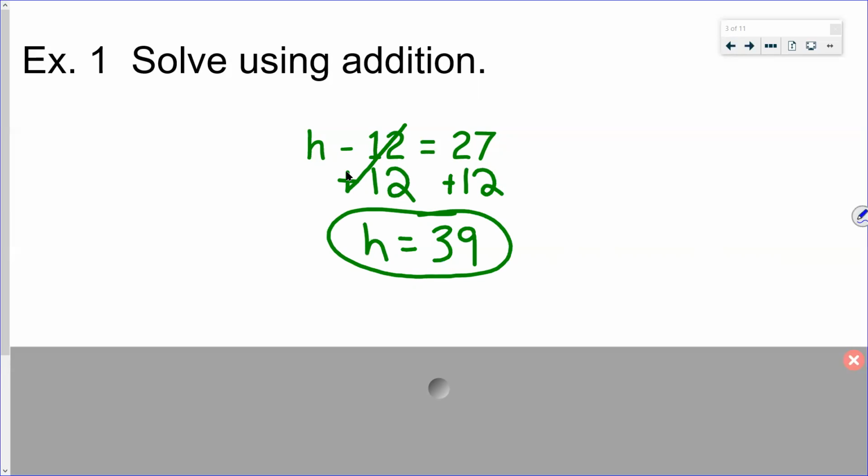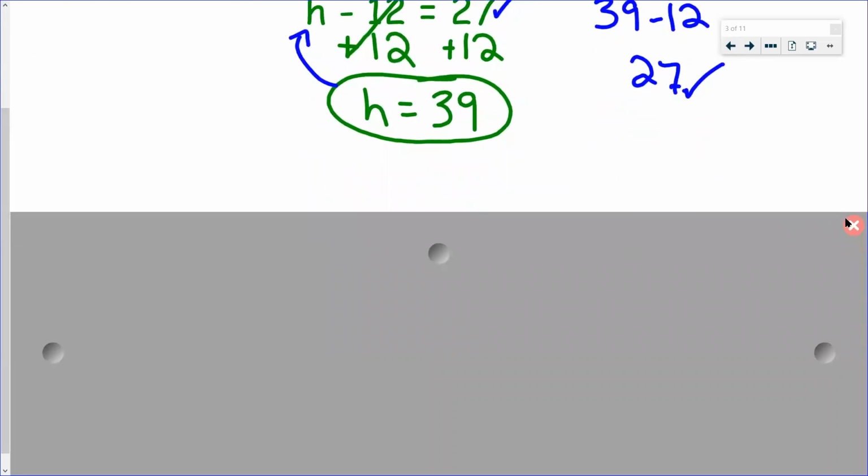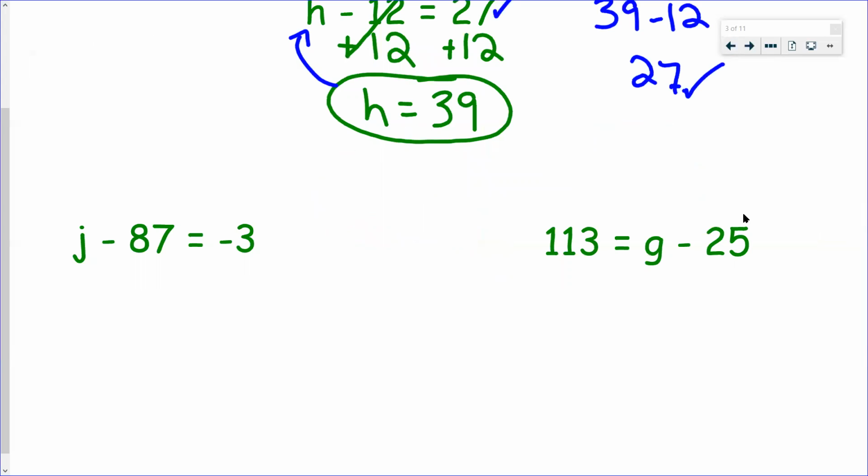One really cool thing about solving equations is you can always check to see if your answer is correct without even using an answer key. Because it says h equals 39, we can take that 39 and plug it back into h. So we could do 39 minus 12. Well, 39 minus 12 is going to give me 27. And since I got 27 here, and I have 27 on this side, we know we did it correctly. So again, you can always check. There should be really no excuses if you do get one wrong, because you should be able to check your answer. So let's look at a couple more here.